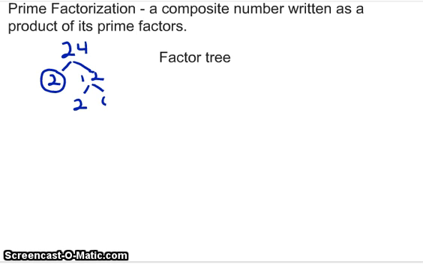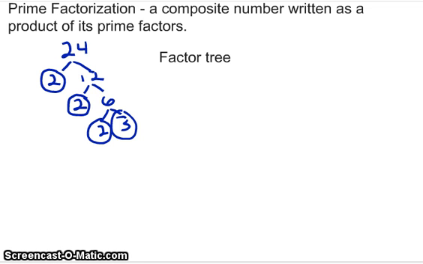Well, 2 times 6 equals 12. We're going to circle 2 because it's a prime number. 6 is a composite number, so we're going to keep going. We keep going till there's only prime numbers at the end of each branch. And 2 times 3 equals 6, and 2 and 3 are both prime numbers, so we're going to circle that. Now we are finished because all the numbers at the end of the branch are prime numbers.